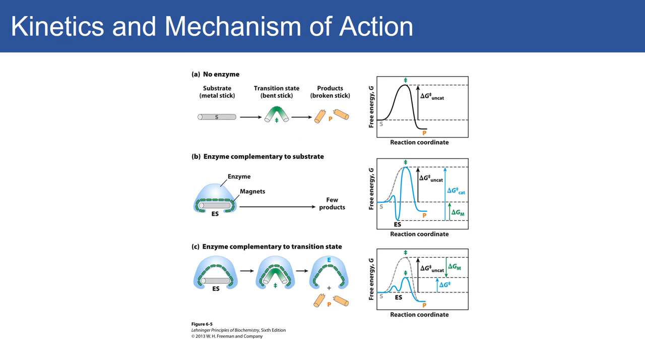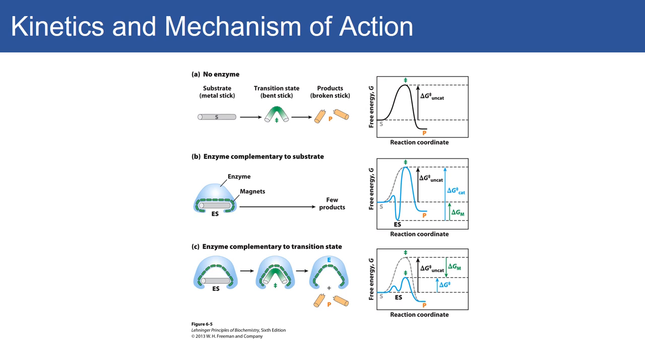To put this back into perspective, kinetics again is a velocity. How fast are we doing this? So mechanism of action is intricately tied with the kinetics. And I like this chart because it ties together the two concepts of mechanism of action and kinetics. So in part A, we have no enzyme.